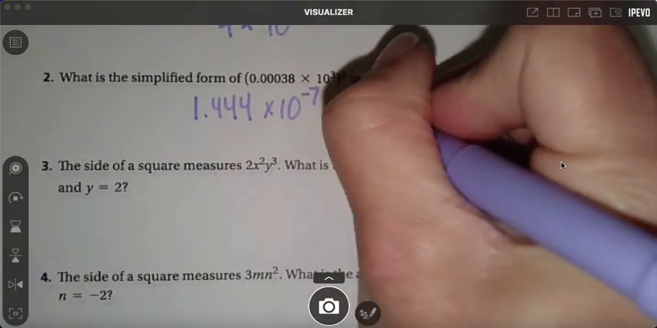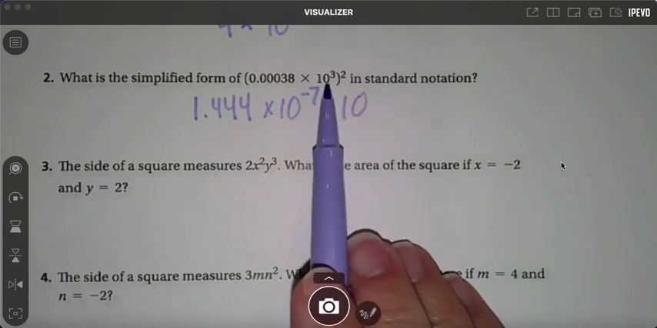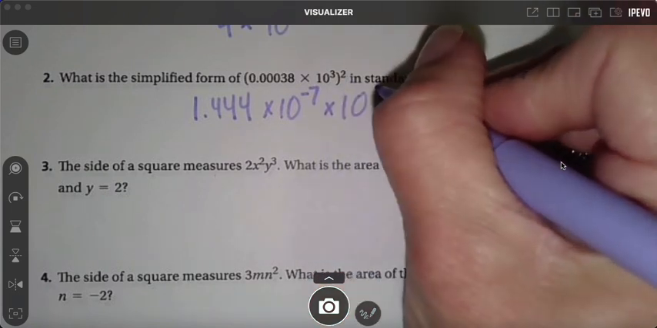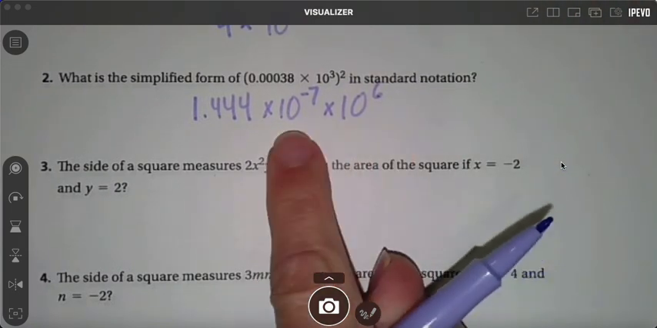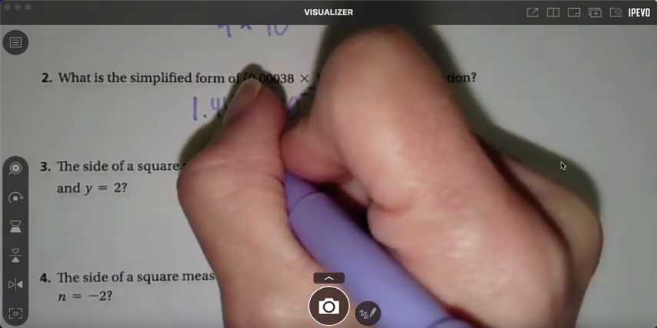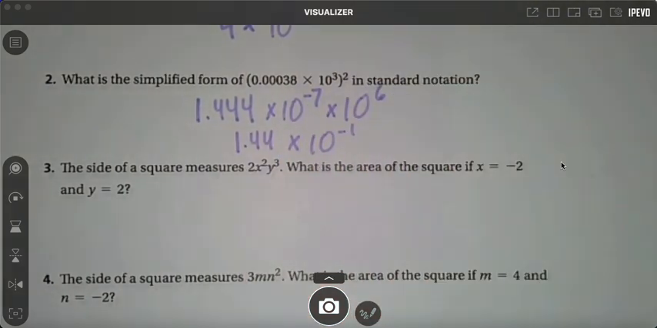Now, what's this? This is kind of a weird one. We probably won't see one like this on your test. Then we still have times this 10. What's 3 times 2? 6. What do you do when you have this same base that you're multiplying? You would add the exponents, right? So I would get 1.44 times 10 to the negative 1. That one was very weird, I know. We won't have one like that on a test or anything.